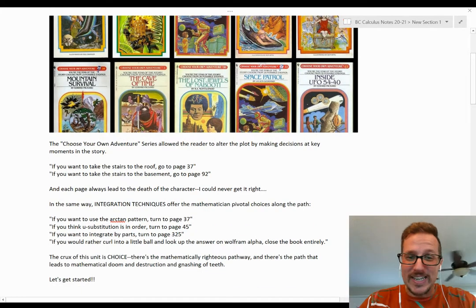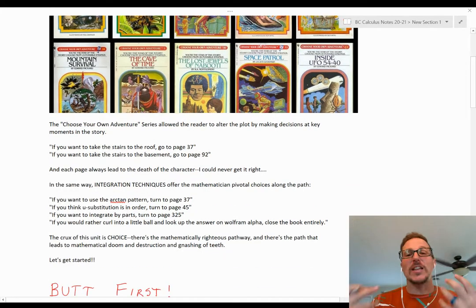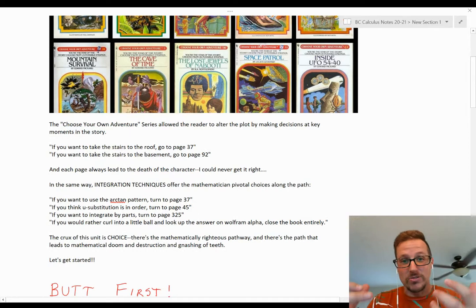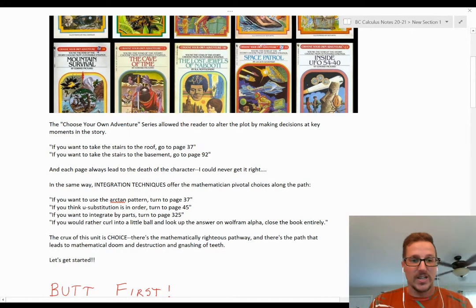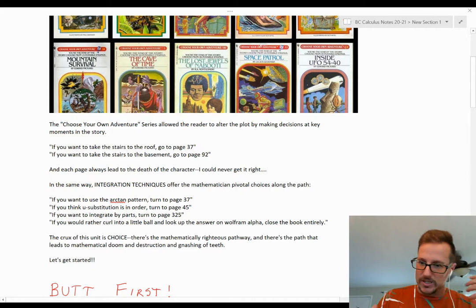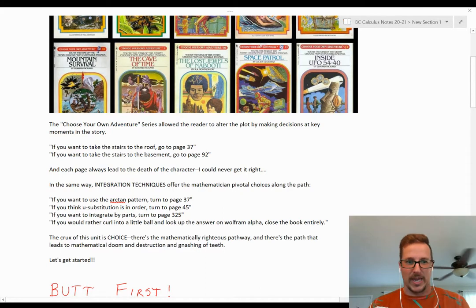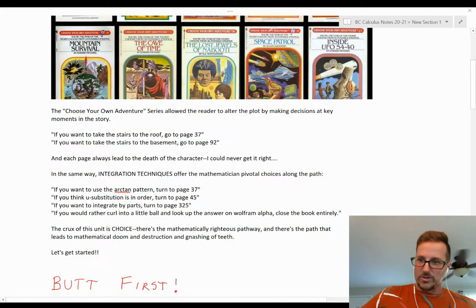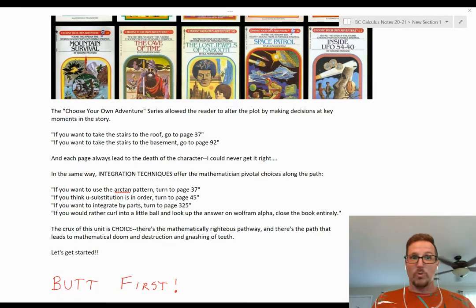Integration techniques, this unit is going to feel a lot like that Choose Your Own Adventure book series. Sometimes the pattern is going to change. If you want to use the sign pattern, go to this page. If you want to use substitution, go to this page. If you want to do integration by parts, go to this other page. If you'd rather curl into a little ball and go onto Wolfram Alpha and look up the answer, then don't read the book at all. Just do that.